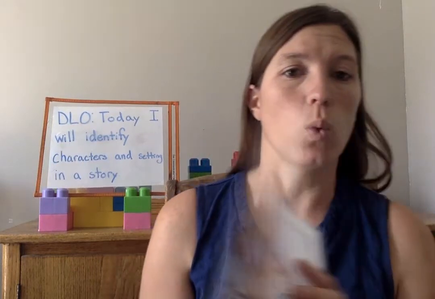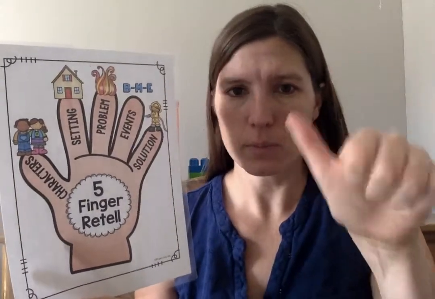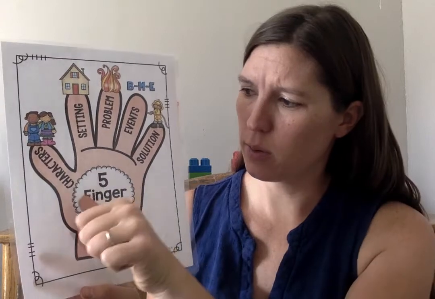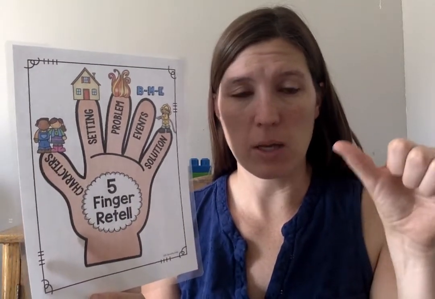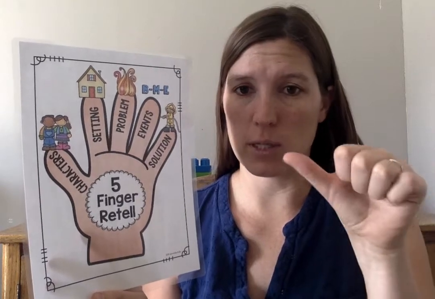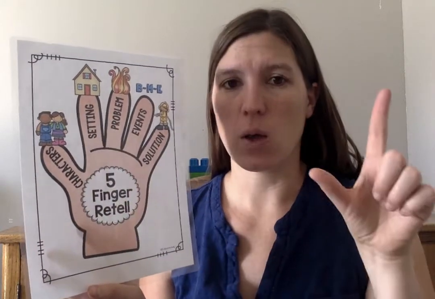While we're reading these stories, I want you to think of a few different items. The characters, the setting, and then we're going to be retelling events in the story. Here's one more poster before we read our book, and it's called a 5-finger retell. So if you stick your thumb out, our thumb will represent characters. Who is in the story? People, creatures, and animals in the story. If you put up your pointer finger, that's the setting. When and where did it take place?